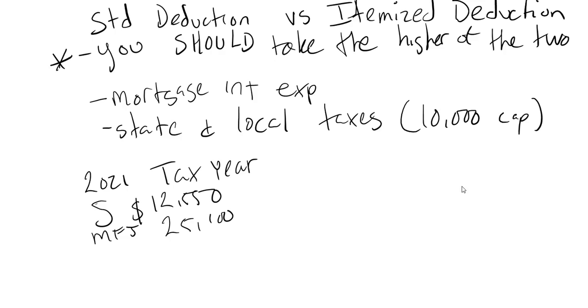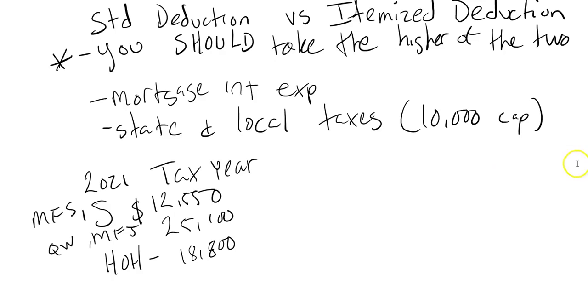Married filing separately, they also get the single amount. If you are head of household, you get $18,800. And lastly, qualifying widower also falls into the married filing joint category. All right. So for now, that's what we need to know.